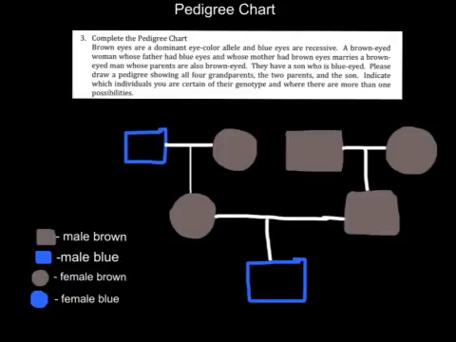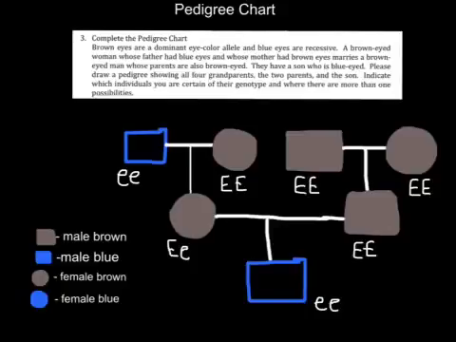Complete the pedigree chart. Brown eyes are a dominant eye color allele, and blue eyes are recessive. A brown-eyed woman whose father had blue eyes and whose mother had brown eyes marries a brown-eyed man whose parents are also brown-eyed. They have a son who is blue-eyed. Please draw a pedigree showing all four grandparents, the two parents, and the son. Indicate which individuals you are certain of the genotype and where there are more than one possibilities.